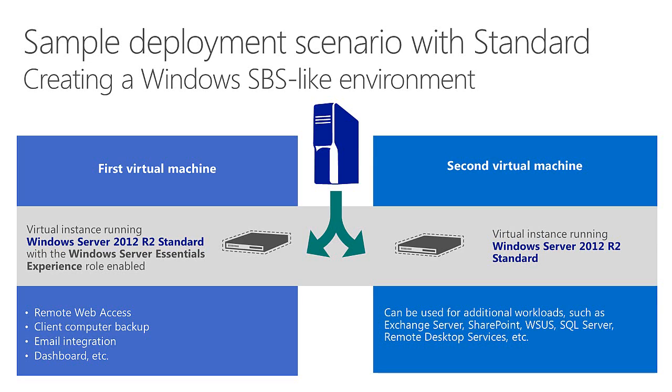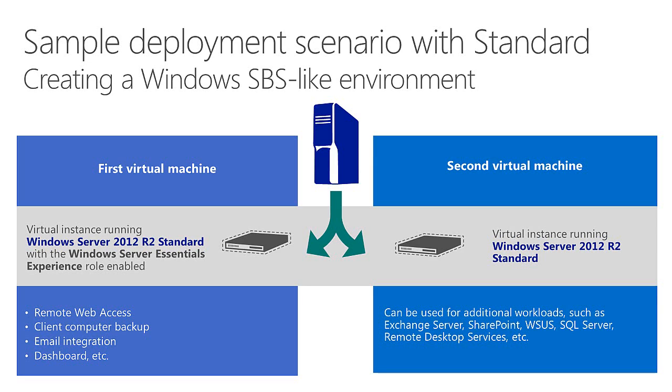So again, you've got one license of Windows Server Standard giving you these 2 virtual machines that you can run. And then the first instance, we've got the Essentials experience turned on. So that's giving us remote web access, the client computer backup, email integration, whether you're running the Exchange server on-prem works just as well. You've got the dashboard for doing all of your administration. And then in that second virtual machine, you can use that for these other workloads. And again, the example of Exchange server running for on-prem email.